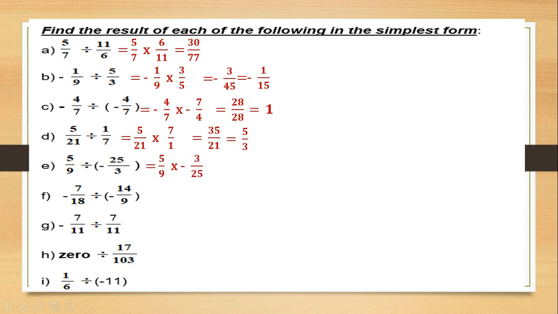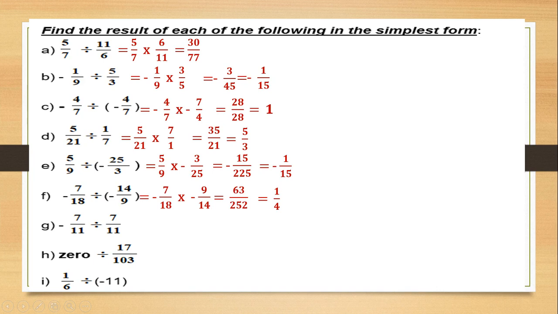Question A, the same steps, okay, 5 over 9 times negative 3 over 25 to get negative 15 over 225, and we will put this fraction in simplest form, negative 1 over 15. And this one also the same idea, we will multiply them and we will put them in simplest form.